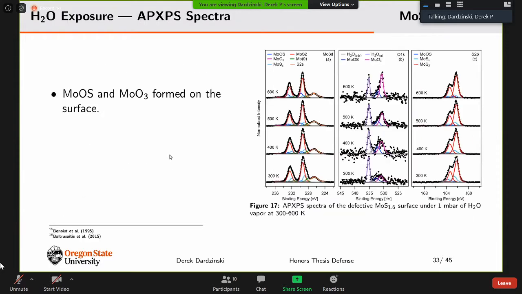After sputtering, we can now expose it to the 1 millibar of water vapor at temperatures ranging from 300 to 600 Kelvin. Initially you'll see the oxysulfide and the molybdenum trioxide forming on the surface. The trioxide is this pink peak, and the oxysulfide is this blue one. You can also see the oxysulfide here in the molybdenum 3d core level, and then you can faintly see the trioxide at a higher binding energy. The oxysulfide is at 229.5 electron volts, and the trioxide is at 232 electron volts in the molybdenum 3d core level spectra.